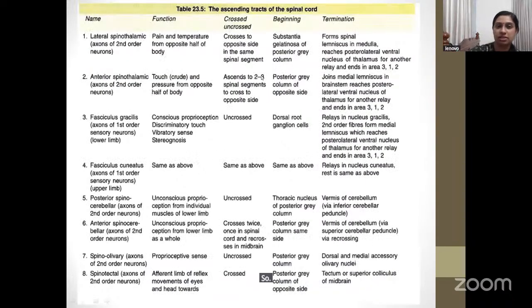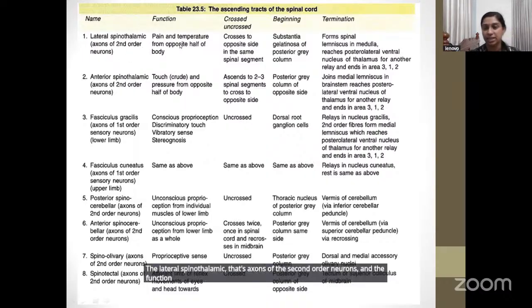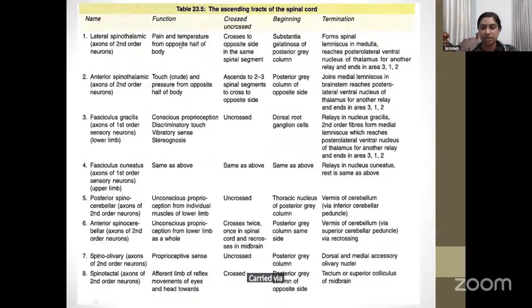So these are the main ascending tracts in relation to the spinal cord. The lateral spinothalamic tract consists of axons of the second order neurons, and its function is that pain and temperature from the opposite half of the body is carried via the lateral spinothalamic tract.